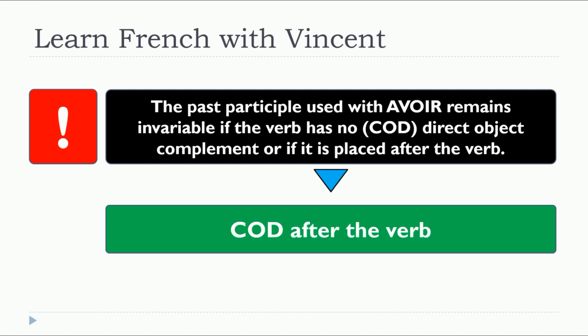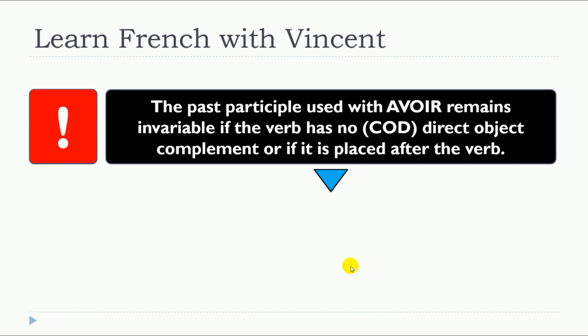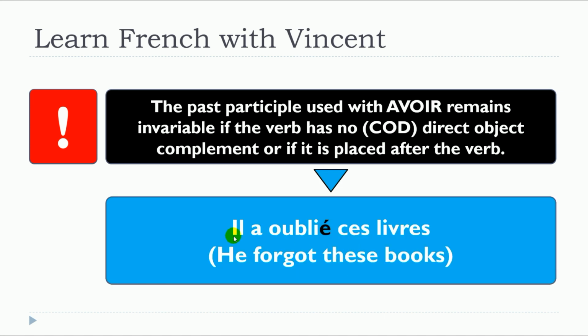Now, second scenario, we have a direct object complement after the verb. And that's really, really important, after the verb. So let's take an example now. Il a oublié ses livres. As you can see here, we have the direct object complement, ses livres, and it's coming after the verb.